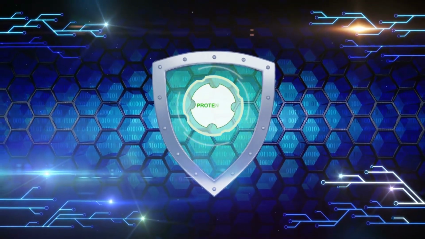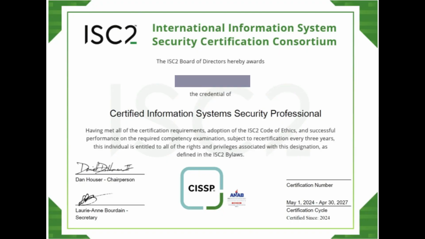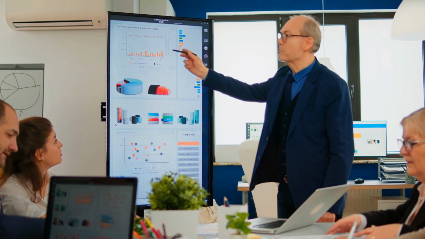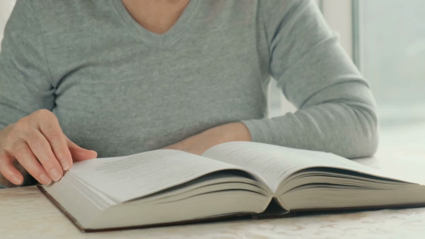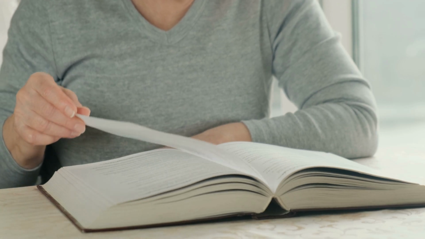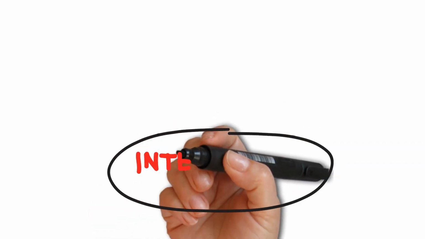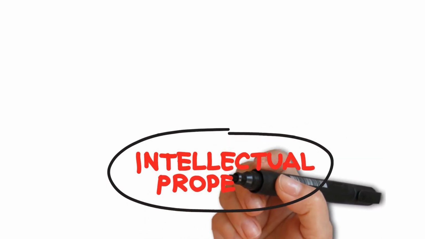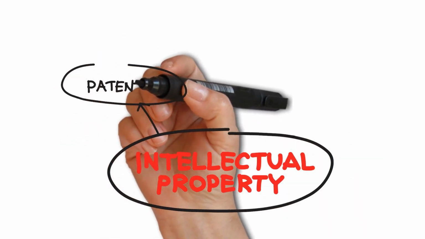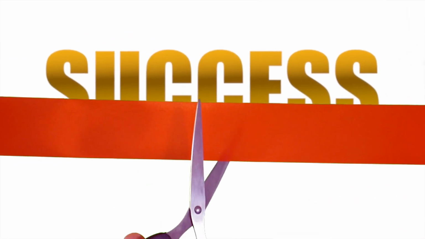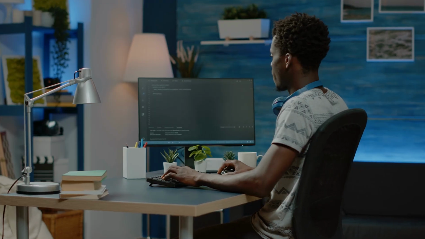Cybersecurity is one of the fastest growing and most respected fields today, and earning your CISSP certification can open the door to some of the highest paying and most trusted roles in the industry. But passing the CISSP isn't just about memorizing facts, it's about understanding how to think like a security leader. That's exactly what this course is designed to do. I will walk you through every domain, simplify complex topics, and share real world examples that will help you not only pass the exam but truly master cybersecurity.